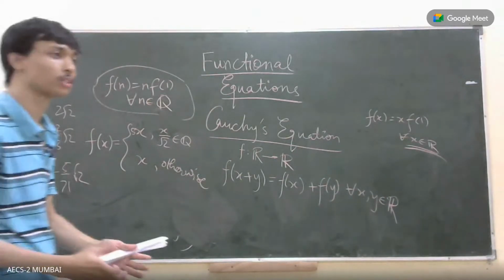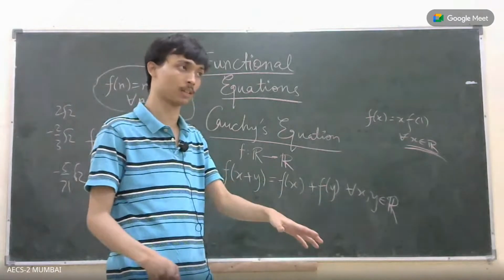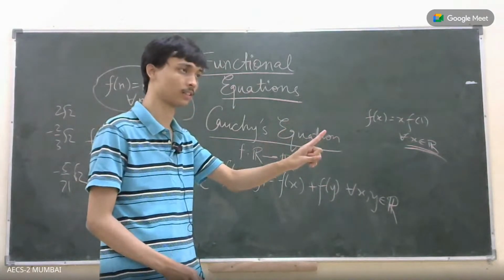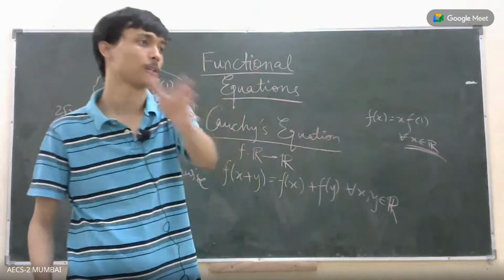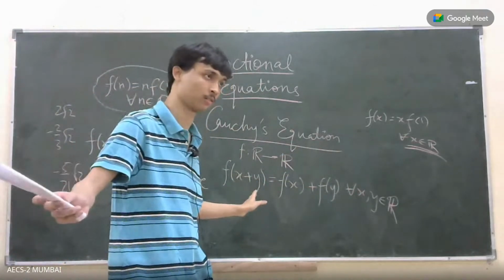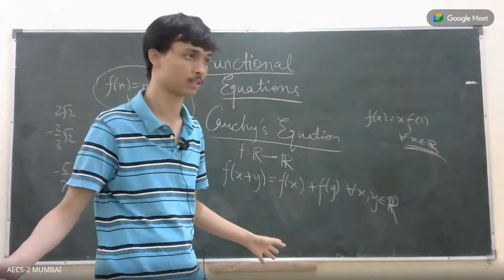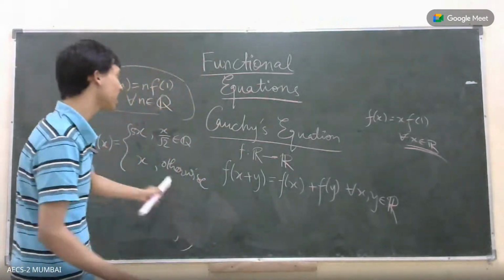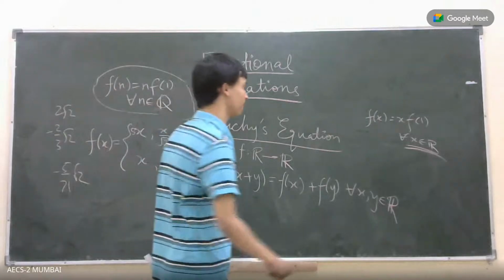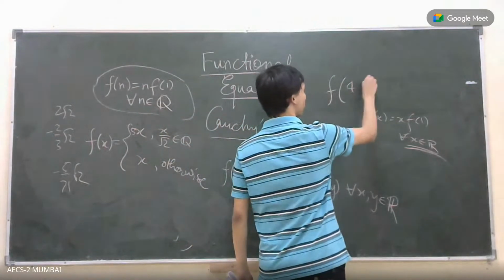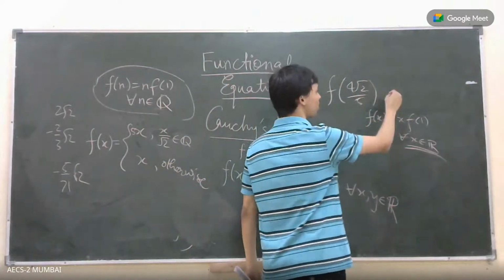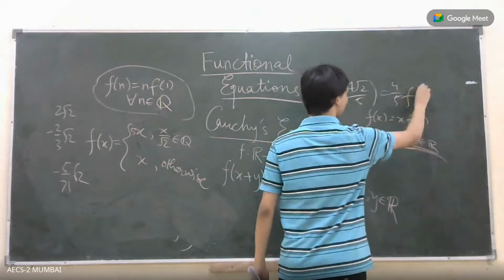So just think of the process of how we went from 1 to the rational numbers. We started with 1, right? Then 1 plus 1 plus 1 plus 1 plus 1, all integers are done. Then you divide one integer by another integer, you get all rational numbers. Right? I can do the same thing with root 2. f of 4 root 2 by 5, what is it? 4 by 5 times f of root 2.